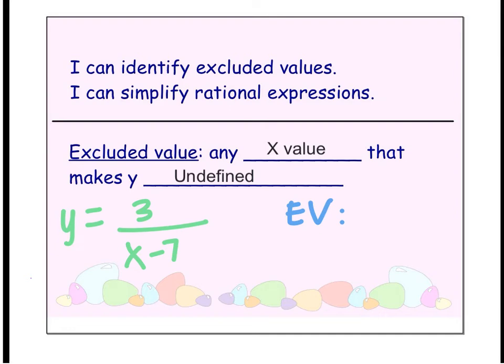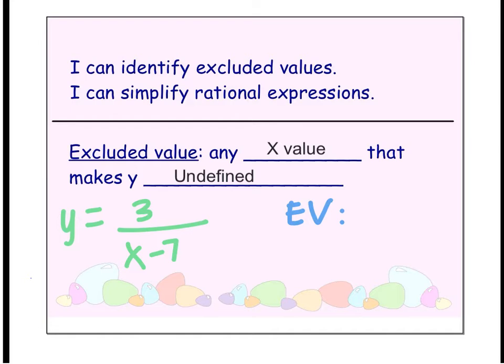Hello, this video is on identifying excluded values and simplifying rational expressions. An excluded value is something we talked about yesterday. It is any x value that makes y undefined. So I gave you an example function here that says y equals 3 divided by x minus 7.